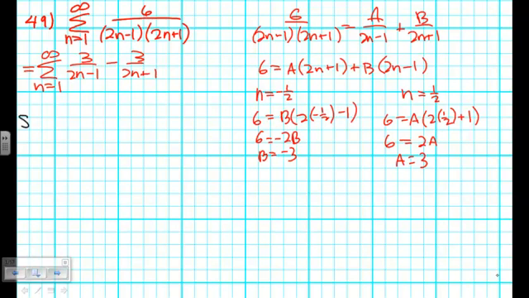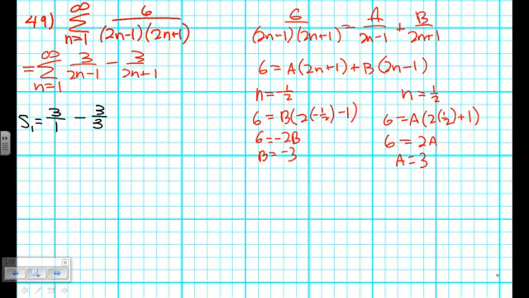So I could start by asking the question, what is the first partial sum for this series? It starts at n equals 1, and it's going to be 3 over 2 minus 1, which is 1, minus 3 over 2 plus 1, which is 3. So it's 3 over 1 minus 3 over 3. Don't simplify, all right?